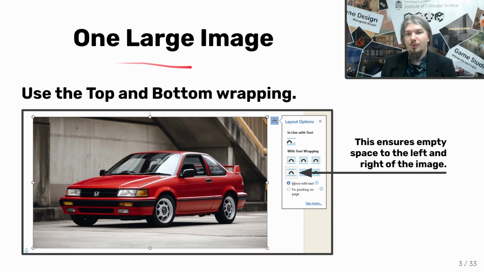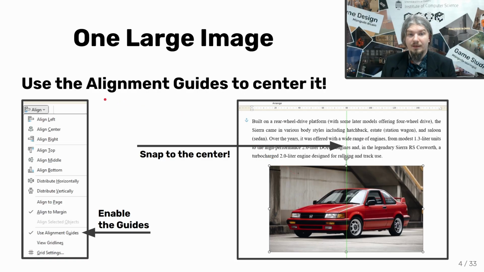Now to format one figure or one large image, you should use top and bottom wrapping. So this ensures that the text is wrapped to the top of the image and to the bottom of the image. And there is no text on the sides of the image. So when you click on an image, you will get this layout options pop up and you click on the top and bottom wrapping.